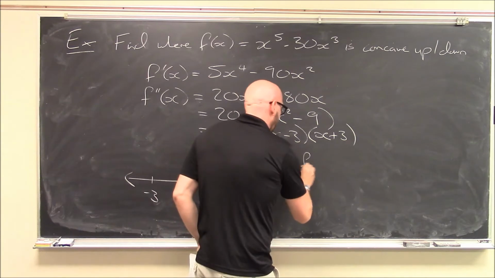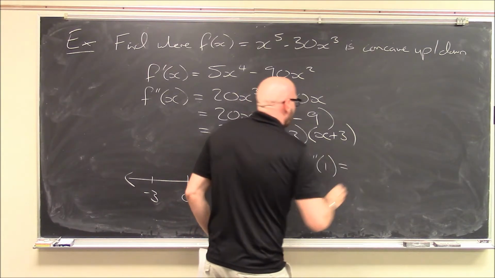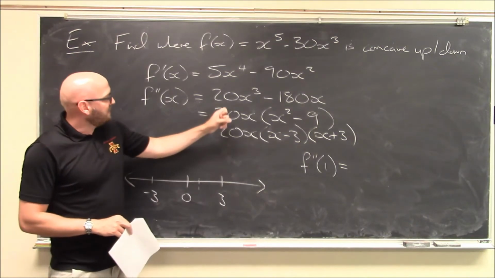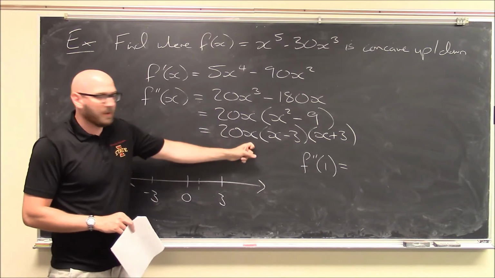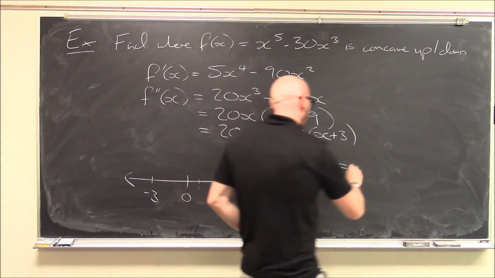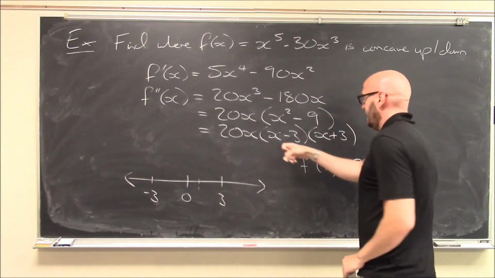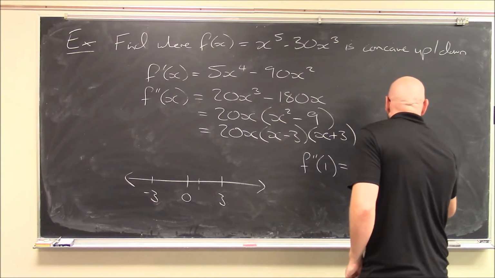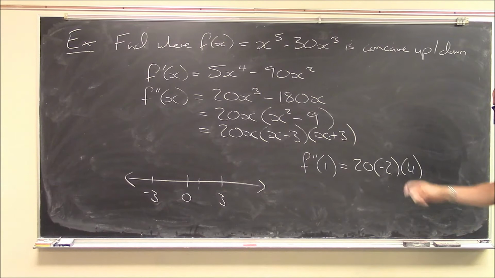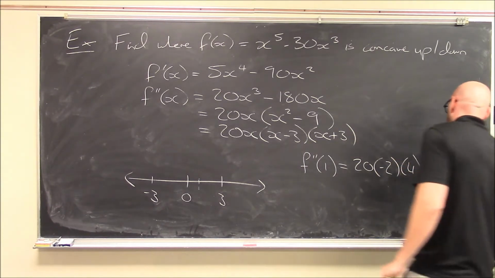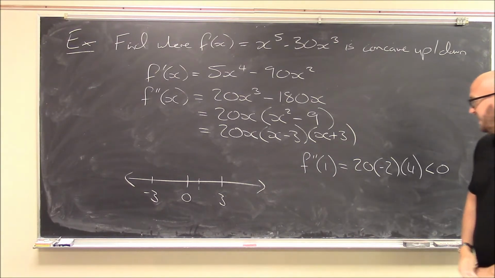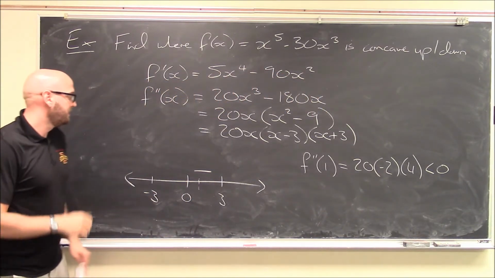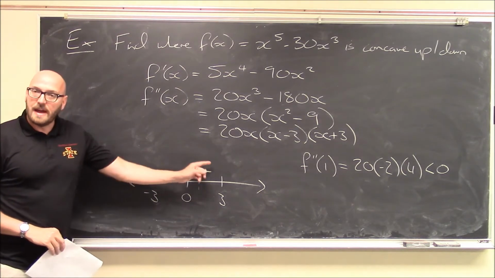So f double prime of 1 is, it might actually be easiest to plug into this function. We've got 20 times 1, 20 times minus 2, times 4 is, all I care about is the fact that this is negative. That's negative. So since my second derivative at 1 is negative, it's negative on this entire interval. Means what? Means it's concave down there, right?